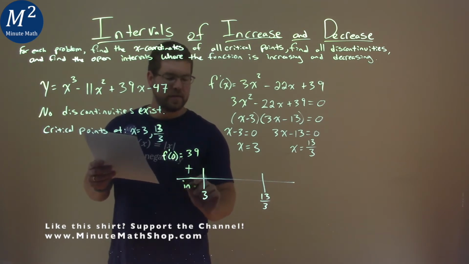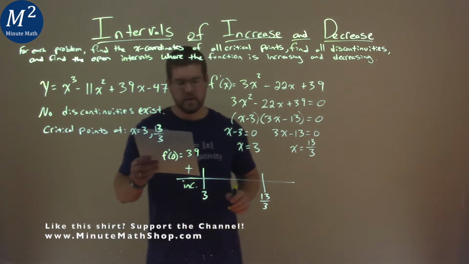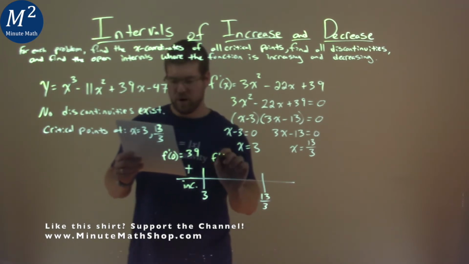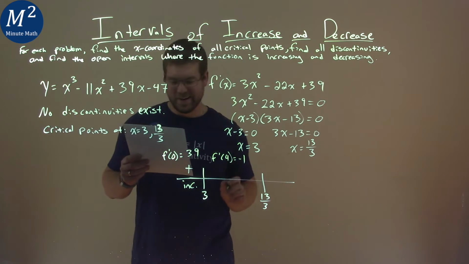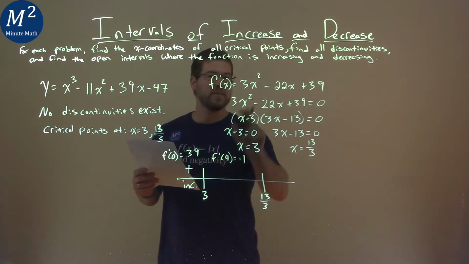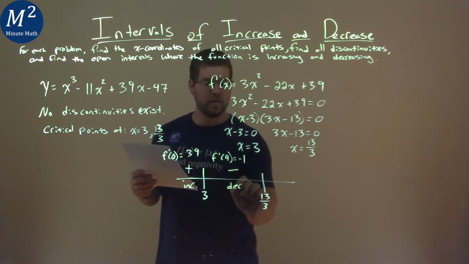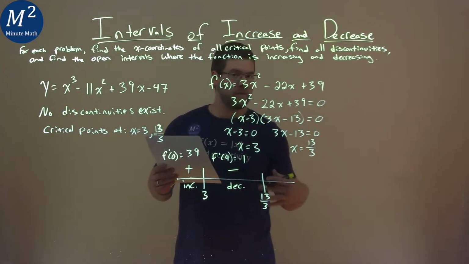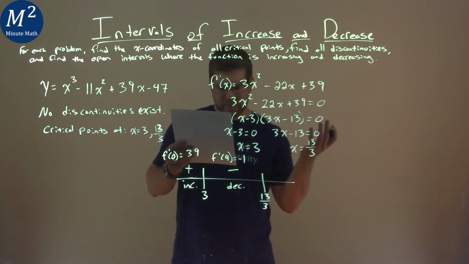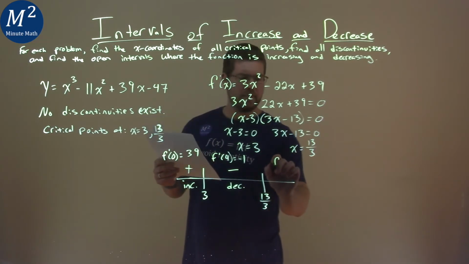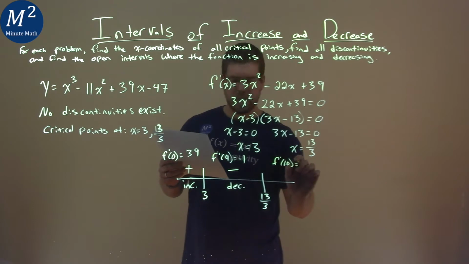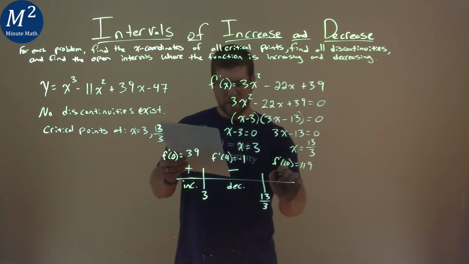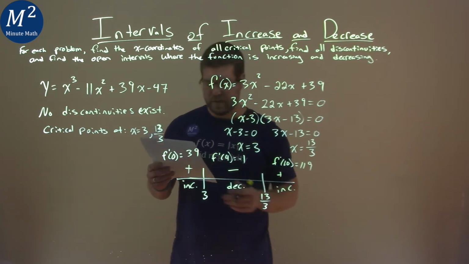From negative infinity to 3, we're increasing. Now for the interval between 3 and 13 over 3, I picked f prime of 4, and it's equal to negative 1. And so f prime of 4 is equal to negative 1. That's a negative number. That's decreasing. Now I need to find something that's larger than 13 over 3. I picked, what did I pick? 10, I believe, yeah. F prime of 10. And that's equal to a positive 119. I can plug it into my derivative. But either way, it's positive, so we're increasing here.